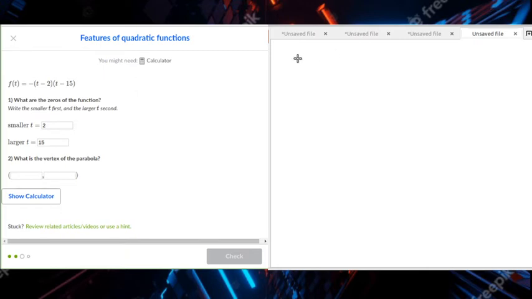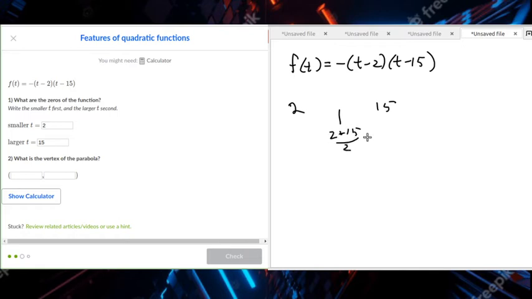So f of t is equal to negative (t minus 2)(t minus 15). And we know that the zeros are t equals 2 and t equals 15. And we want to find the vertex, which is right in the middle of that. So (2 plus 15) over 2 is equal to 8.5. So our x value is 8.5.